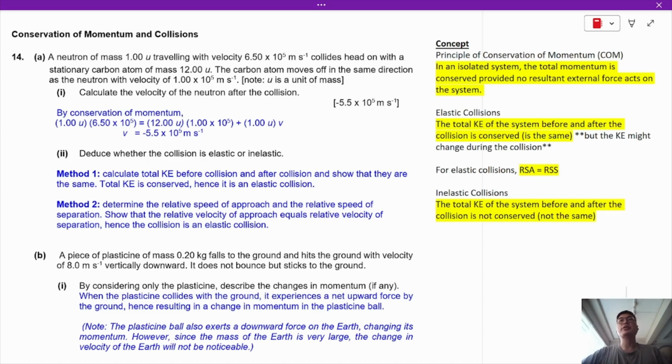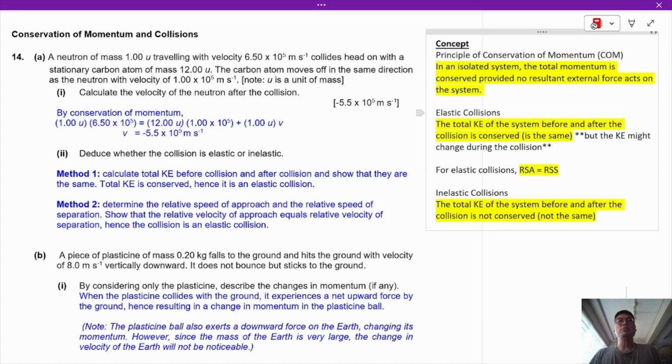The principle of conservation of momentum states that an isolated system is one where there's no energy or mass entering or leaving the system. In an isolated system, the total momentum is conserved provided no resultant external force acts on the system.